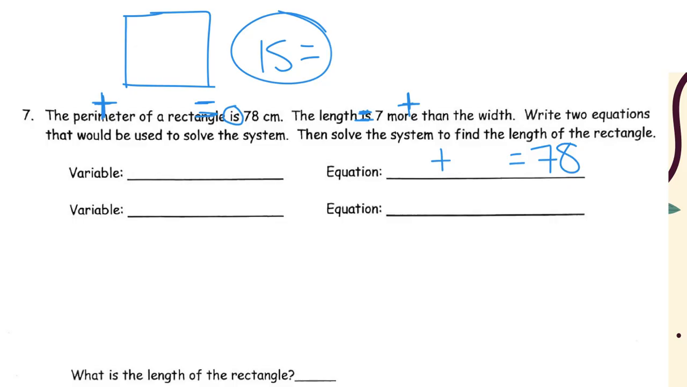And let's identify our variables first. What are the two things that they're talking about in that sentence? What are we talking about in that sentence that I highlighted in yellow? The length. Is 7 more than the what? The width. So those are the things, because when we do perimeter of a rectangle, we have length here, width here, width here. Yes?